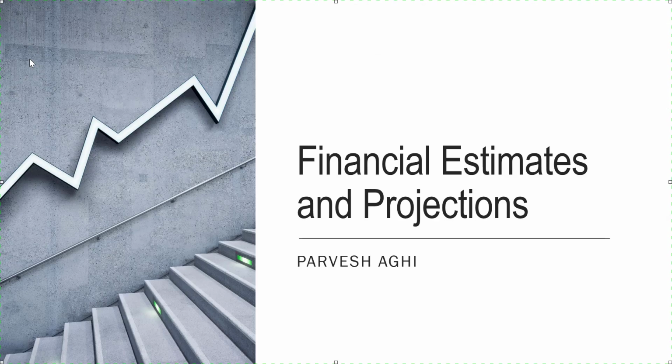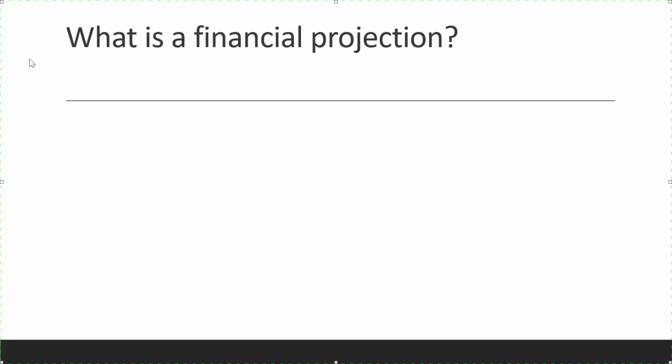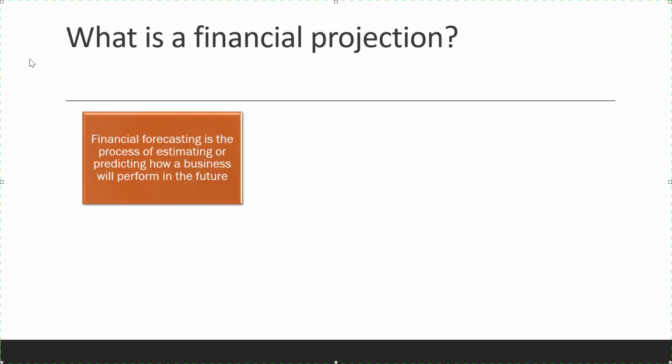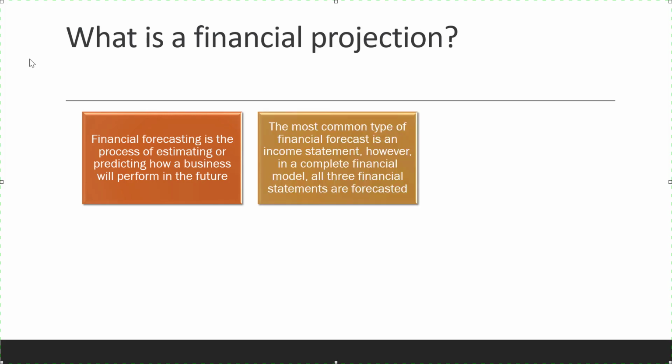So this is basically the theory behind financial estimates and projections. How do we make projections? What is financial projection? Can you read, Pulkit? Yes sir. Be louder. Financial forecasting is the process of estimating or predicting how a business will perform in the future. So basically you are finding out how the business is going to perform in future. The most common type of financial forecast is an income statement. However, in a complete financial model, all three financial statements are forecasted.